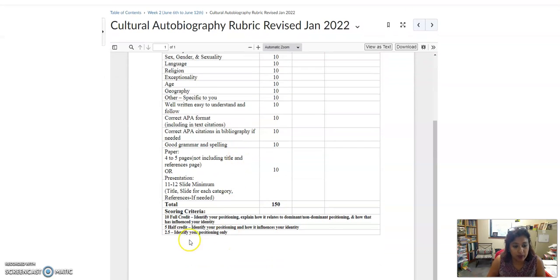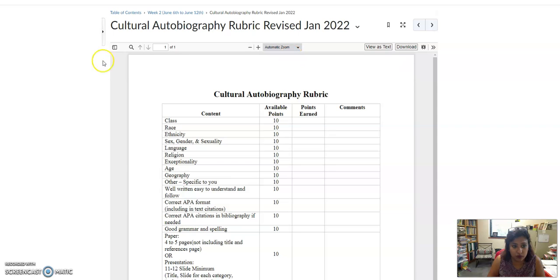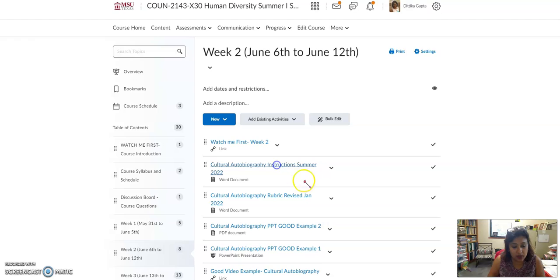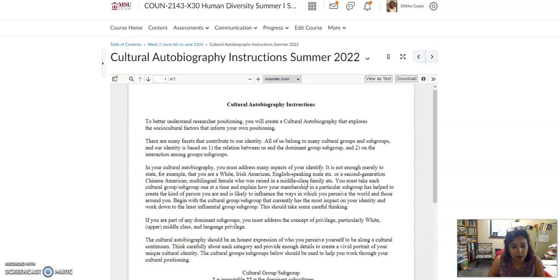So for full credit, you identify your positioning. Where do you stand in that subgroup? Explain how it relates to your positioning and how that has influenced your identity. Those are the 3 things that you need in all of those. So when you talk about relating to the dominant or the non-dominant subgroup, you are talking about how it has created that person and how you see things. So this is what you do in your cultural autobiography.